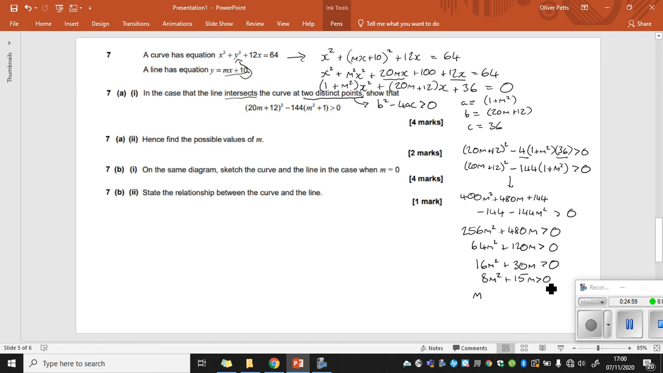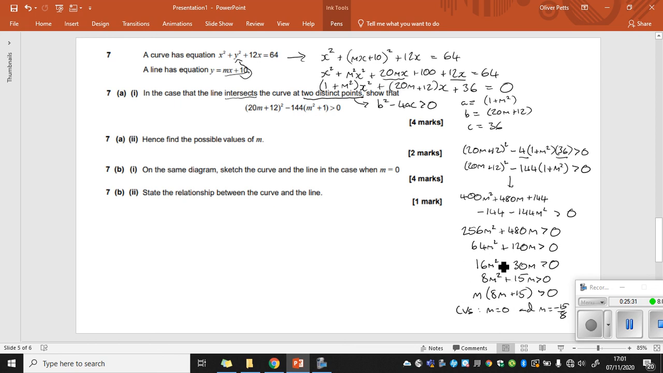And it's an inequality. So what I actually end up with here are critical values for m, not just solutions for m. So factorizing, I've got m lots of 8m plus 15. That has to be greater than 0. So my critical values are going to be m is equal to 0 and m is equal to negative 15 over 8.